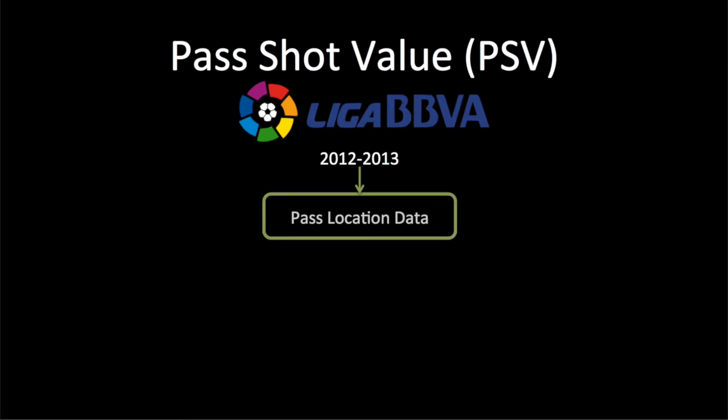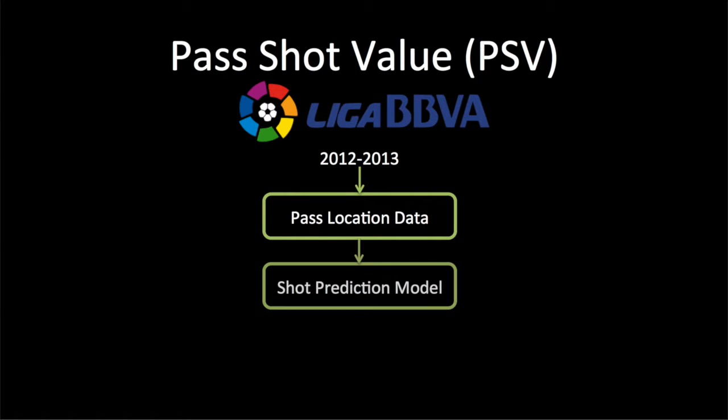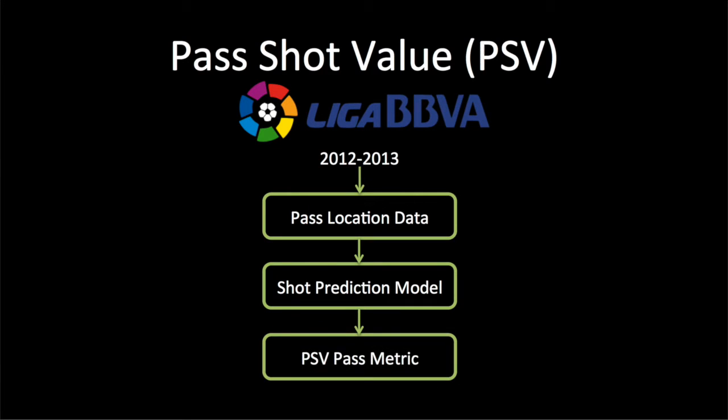To build pass-shot value, we utilize event data from the 2012 to 2013 season of La Liga, the premier Spanish professional soccer league. In order to build pass-shot value, we first extracted the locations of all pass origins and destinations, and then trained a supervised machine learning model to relate those locations to shots being generated later in the possession. We then utilized that model to build a quantitative metric for calculating the value of any single pass.